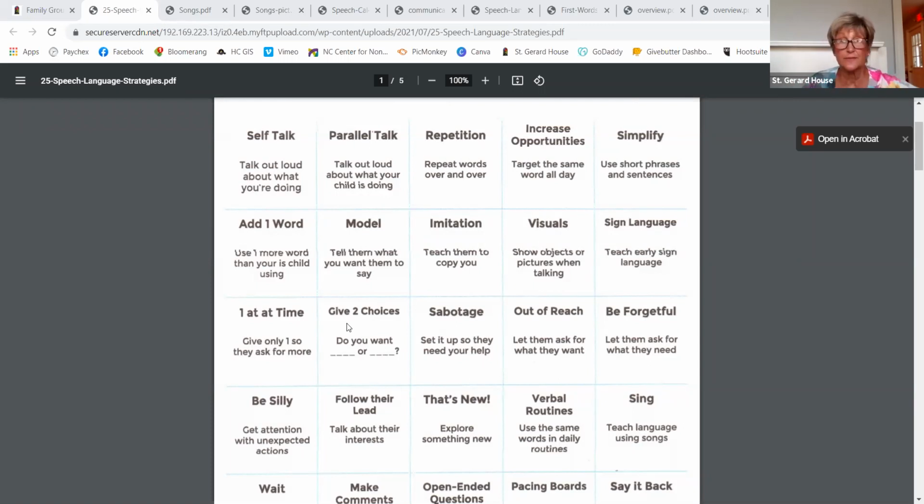Sabotaging, which is next to giving two choices, is another good one, so that you can set something up and need help and make them feel important by trying to help you. And talk about, does it take a washcloth to clean up a spill? Or can they pick something up off the floor for you? And where did that go? Did it go under the chair? Did it go under the table? You're talking them through while they're helping you fix something that has happened. Out of reach is keeping things out of reach, so they do have to ask you. They do have to come to you to tell you something.